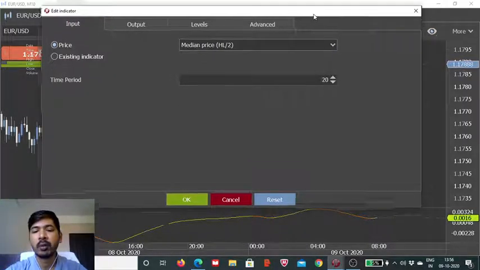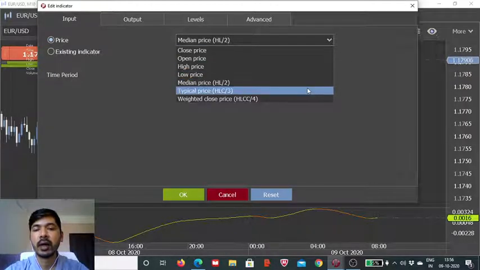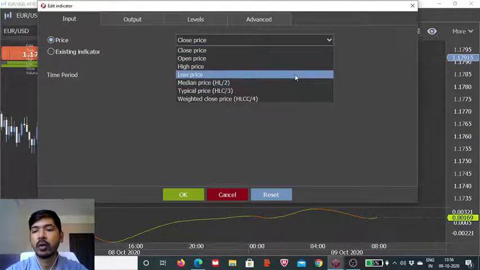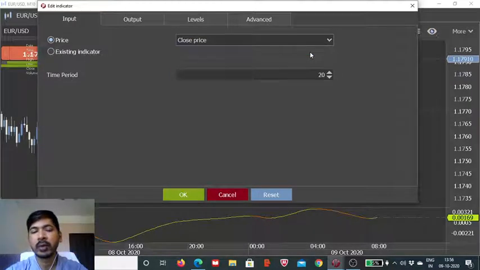The plotting is changing as we change the applied price, closing price, and this low price. Okay, so we keep the closing price as it is.